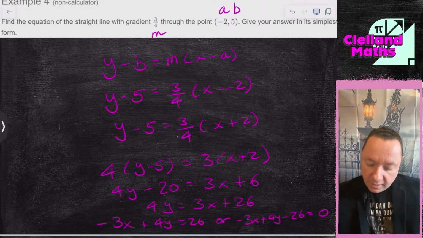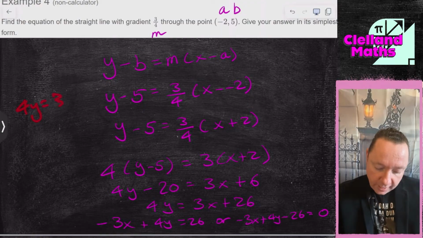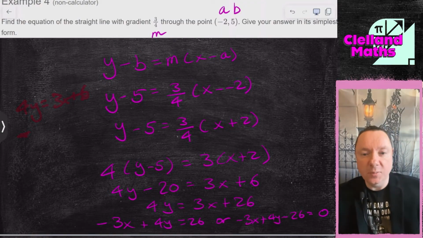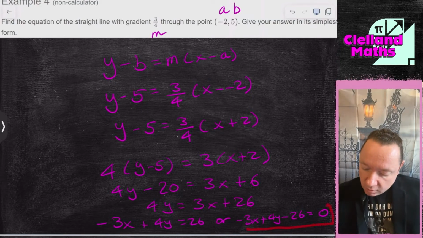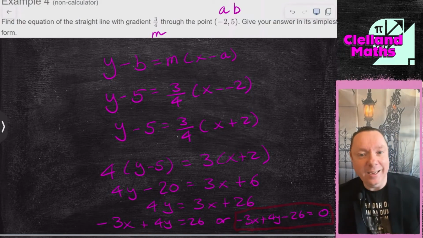Just don't write something like 4y equals 3x plus 6. That's deemed to be unsimplified. You have to have the y's and x's on the same side. That's actually called the general equation of a straight line, but we'll get to that later in the video.